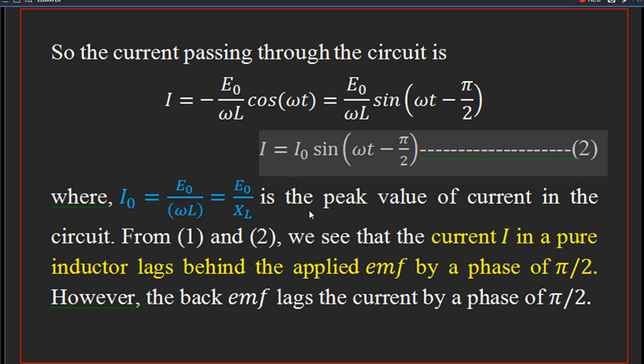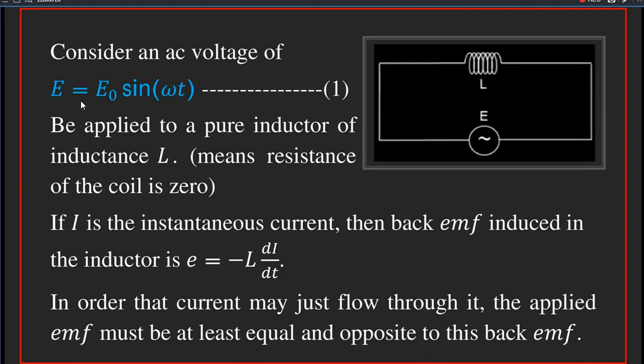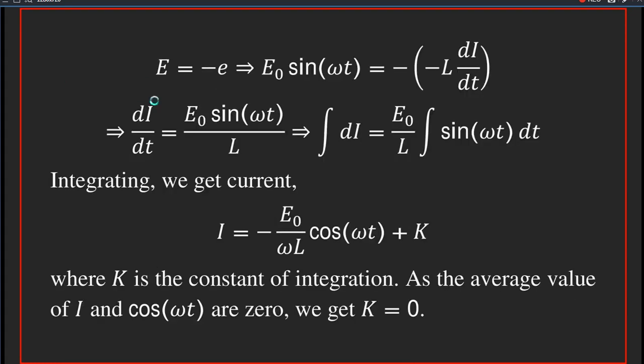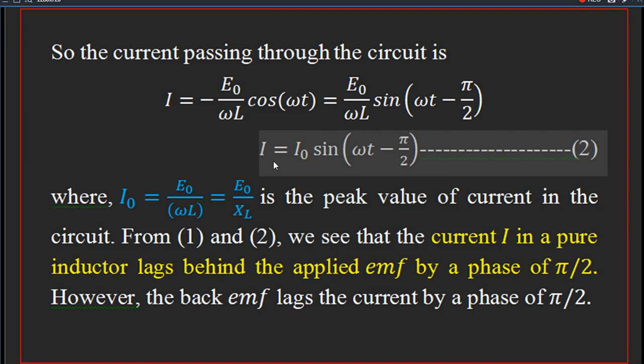Now, from equation 1, E equals E0 sin omega t, and in equation 2, the resulting current I equals I0 sin of omega t minus pi by 2. We see that the current I is lagging behind the applied EMF by a phase of pi by 2. Or in another way, we can say that the applied EMF is leading the current by a phase of pi by 2. However, the back EMF is opposite to the applied EMF.